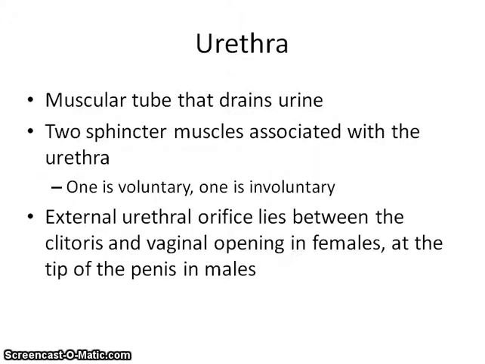Lastly, the urethra. Now this is what's going to vary between the sexes. Both males and females have one urethra. It's a muscular tube that drains urine to the outside of your body. There are two sphincter muscles, and that's what helps you to control your bladder. One of them is voluntary and one is involuntary. The external urethra opening is either between the clitoris and vagina in females or at the tip of the penis in males.